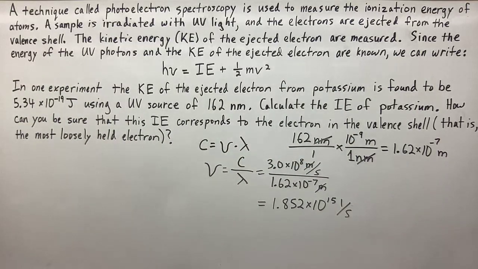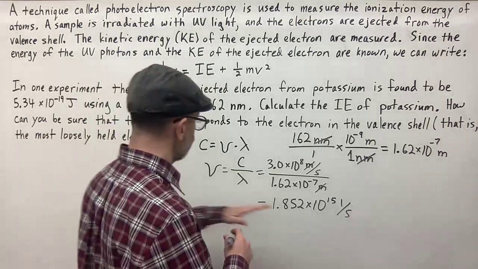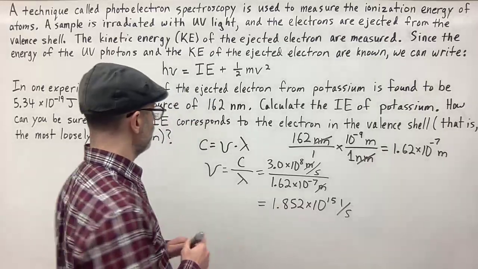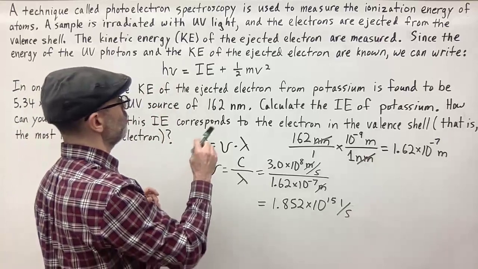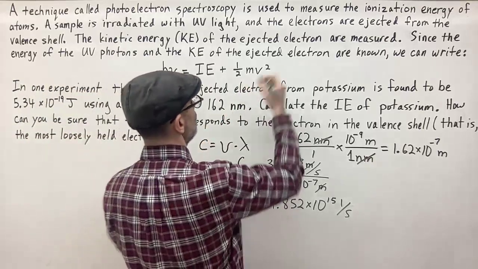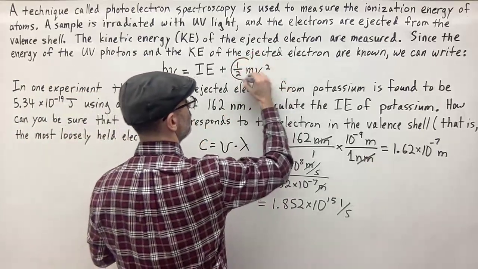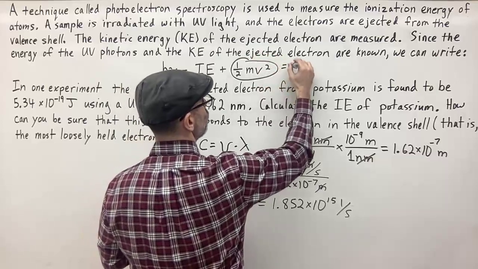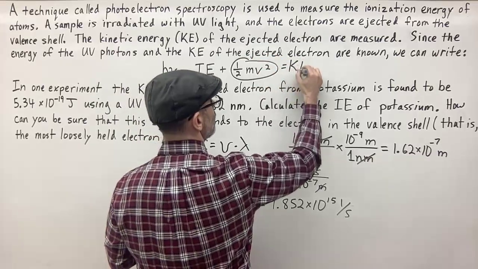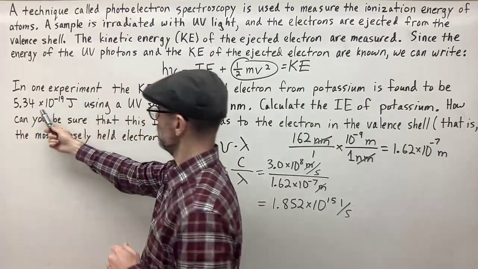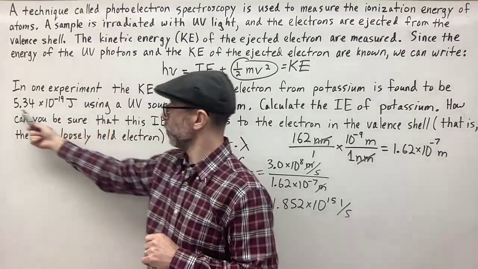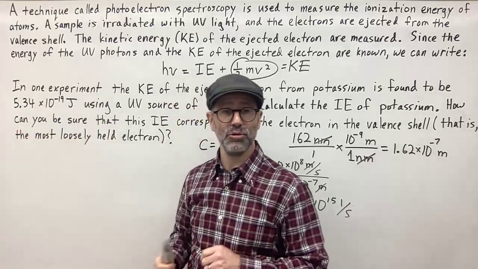1.852 times 10 to the 15 per second. Okay. So now that we have nu here, we can plug that in. We know that. And then this whole thing here is equal to kinetic energy. And they gave us kinetic energy, in joules, so we don't need to calculate that. They gave it to us.